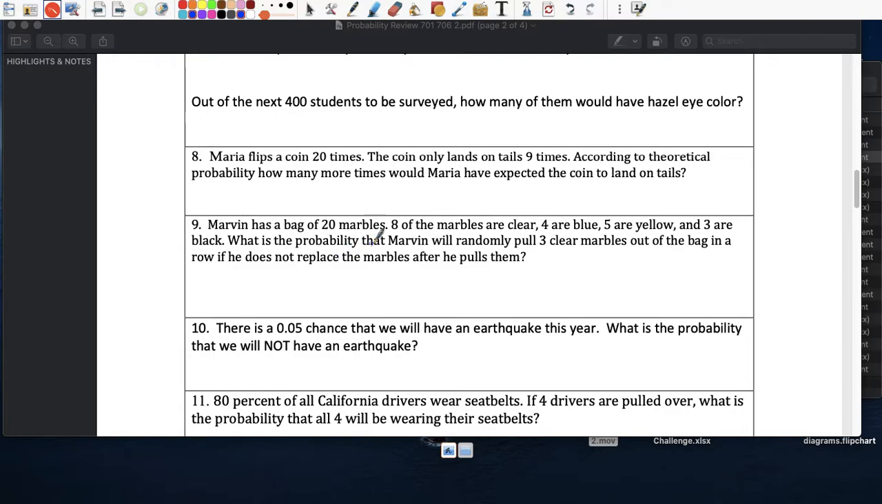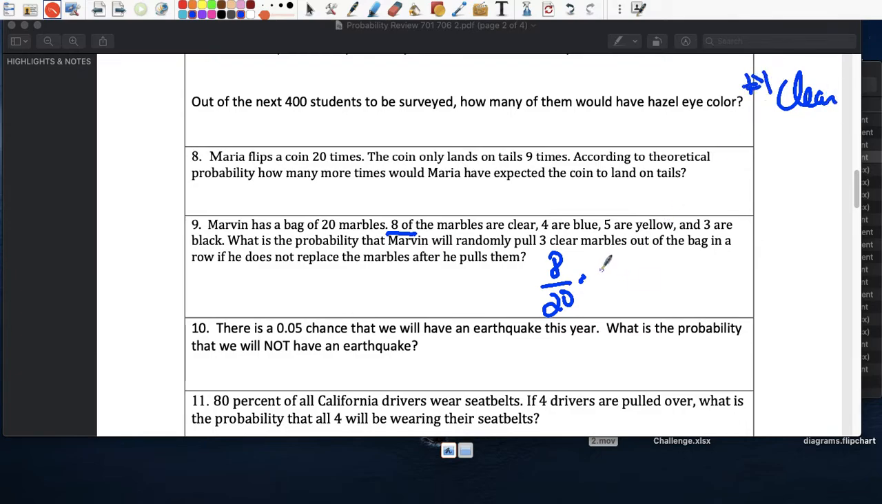Marvin has 20 marbles. What's the probability he will pull 3 clear marbles out of the bag in a row if he does not replace them? Once you take the marble out, it does not go back. So the probability of getting a clear: we know that there are 8 clear out of 20 in the first try. So here's your clear marble number 1.